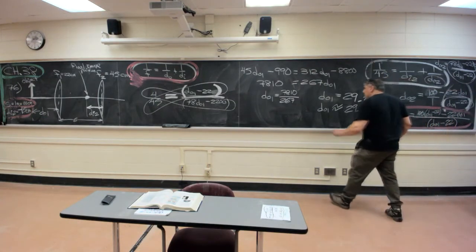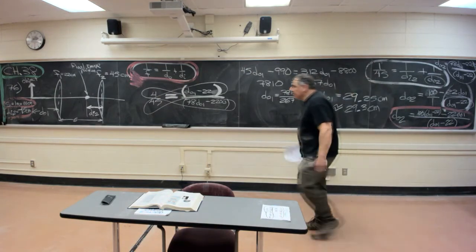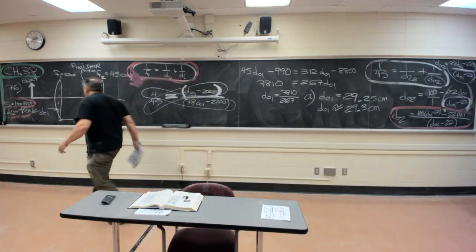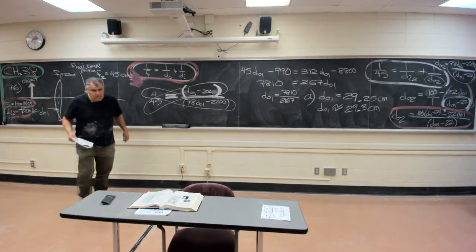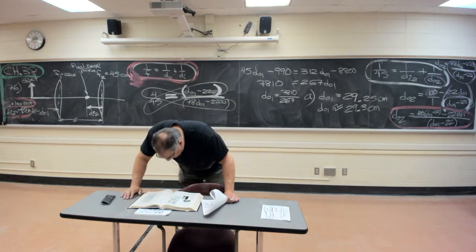That's A. Simple question they asked, you know, as far as it's going to go. What is the value of D01 that will result in this image position?